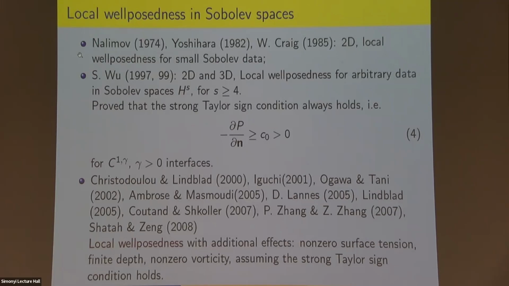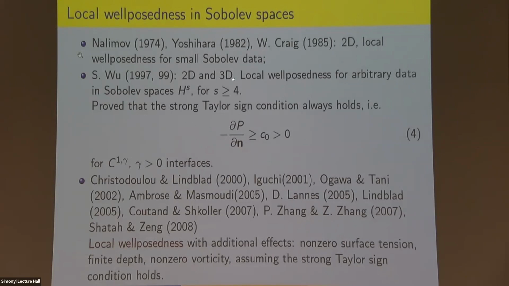There is, of course, a lot of work on water waves, but here I just give a history on local well-posedness in Sobolev space. The first work was given by Nalimov for small data in 2 dimensions. So if the data is small enough, you can solve the equation for a short period of time. Now in our work, we show that actually the Taylor sign condition always holds. So even if the wave overturns, in other words, the heavier fluid is above the lighter fluid, but overturns not completely over, it still holds.